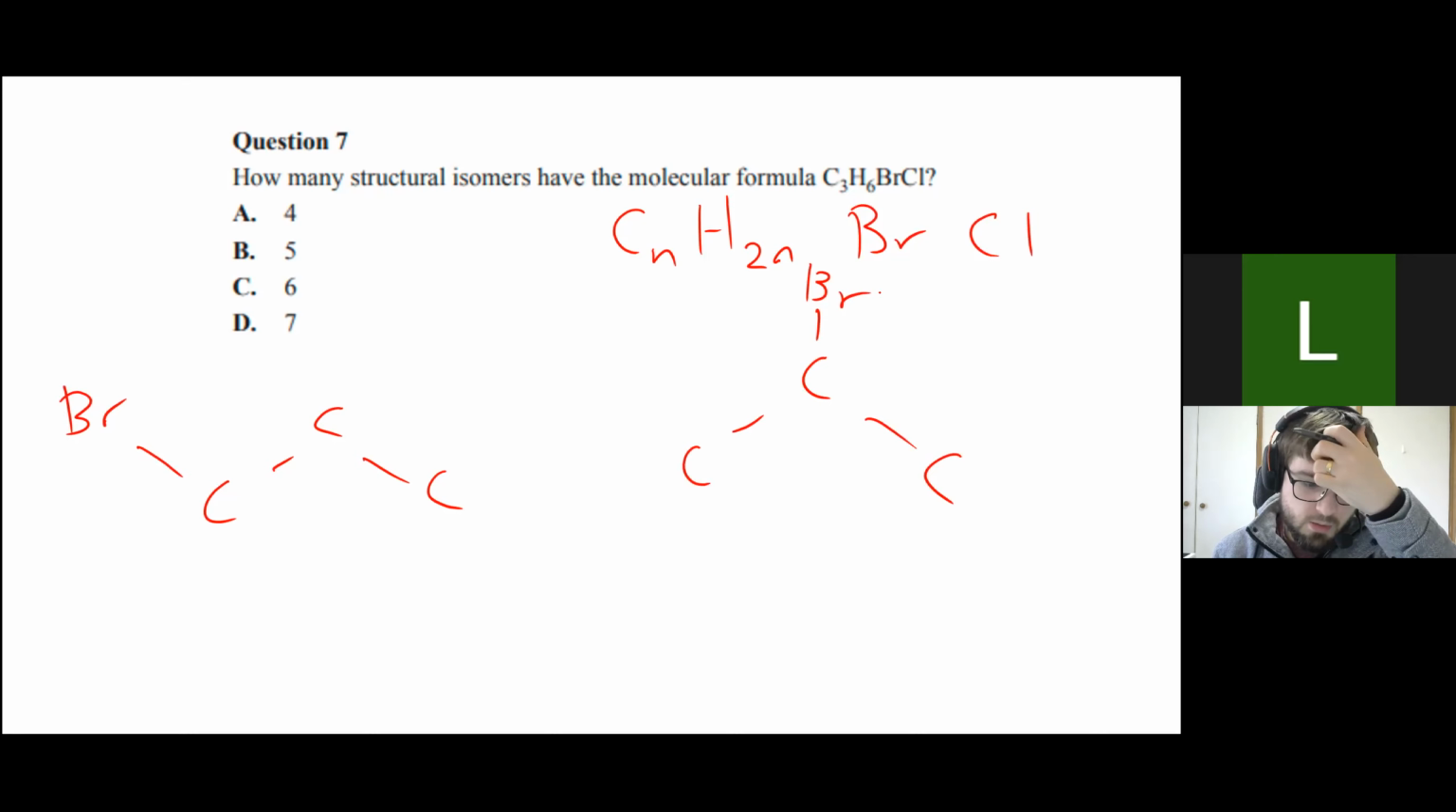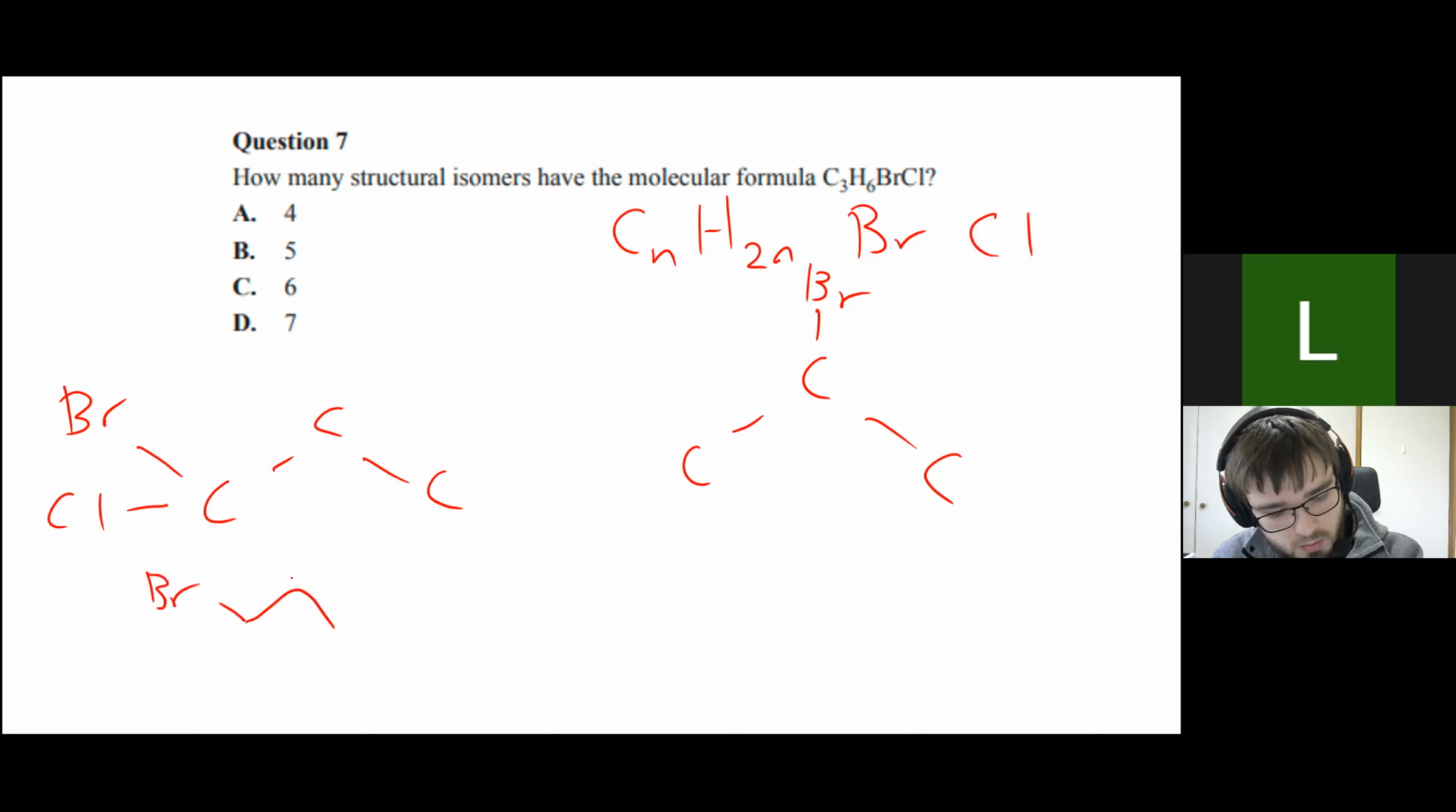So from here, I can think about which places I can put the chlorine on. So I could put the chlorine on here. I could put the chlorine on the middle, or I could put the chlorine on the opposite end. So there's 3 isomers there.